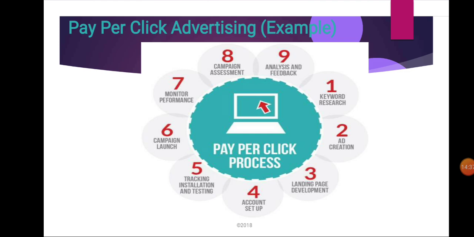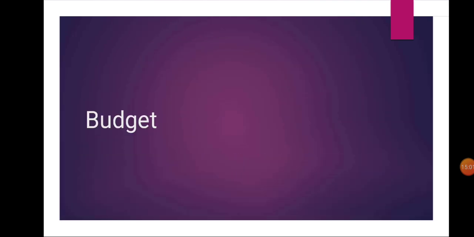Now, how does the pay-per-click process actually happen? First comes keyword research. Next is ad creation, landing page development, account setup, tracking installation and testing, campaign launch, monitoring performance, campaign assessment, analysis and feedback through web analytics.